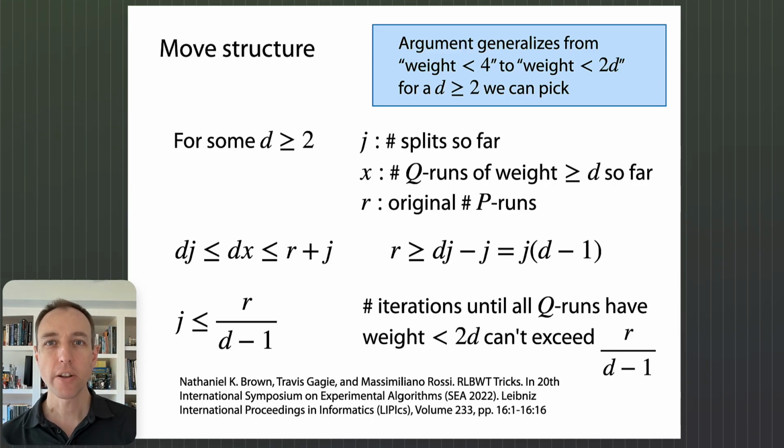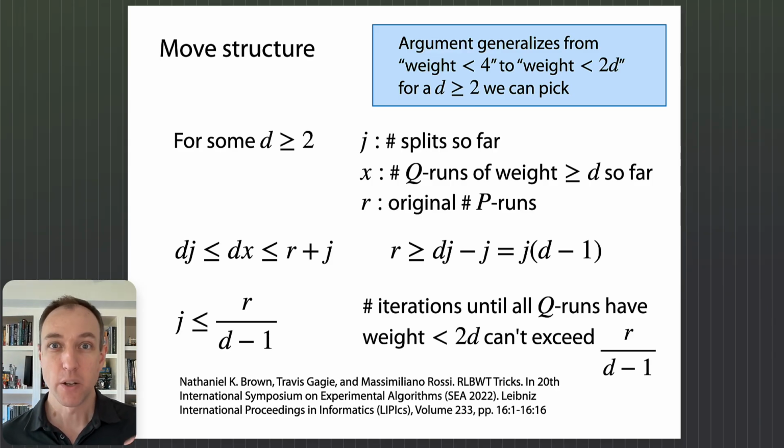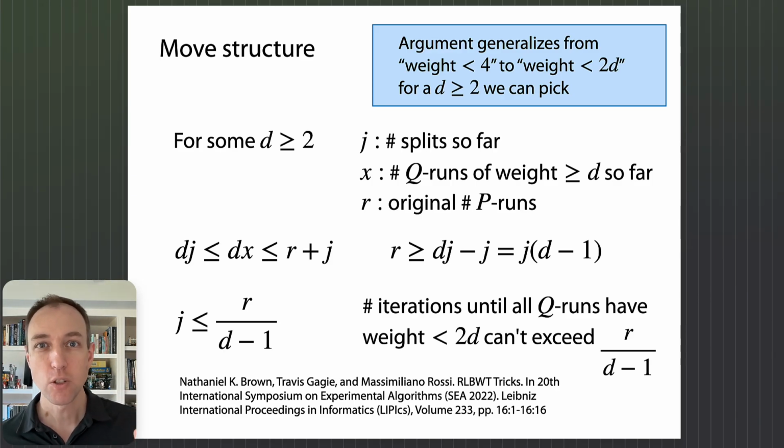Okay, so the argument that I made here, I used particular constants. I said that we were trying to keep all the queue runs as having weight less than 4, and that at each iteration we made a new queue run with weight at least 2. You can replace these numbers with variables. So instead of saying 4 and 2, you could say 2D and D. And now this D is something that you can pick. You can pick a D that's greater than or equal to 2. And the same argument applies, but more general, right?